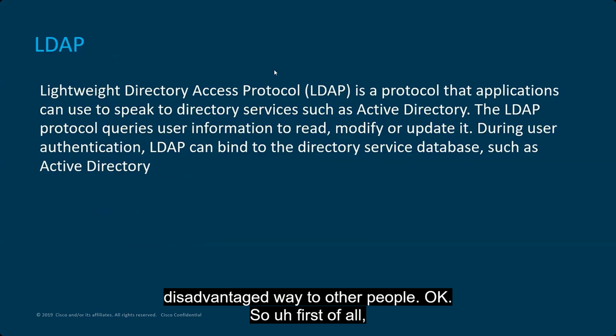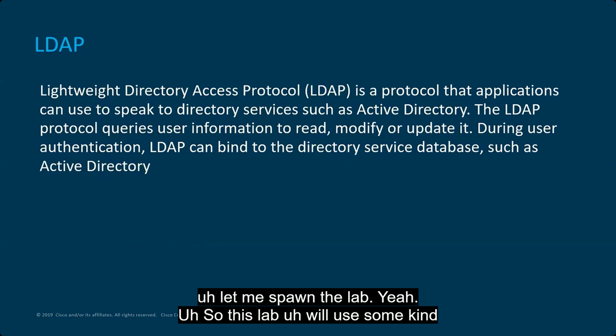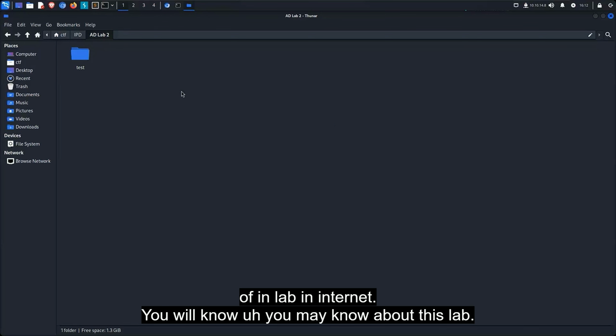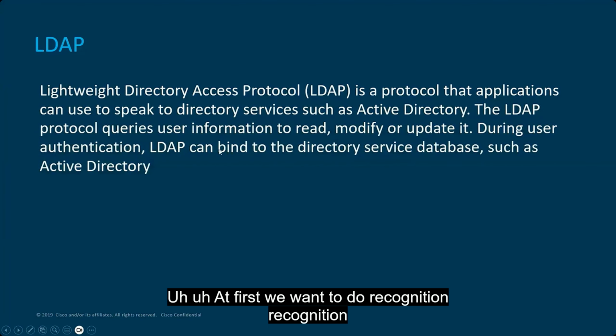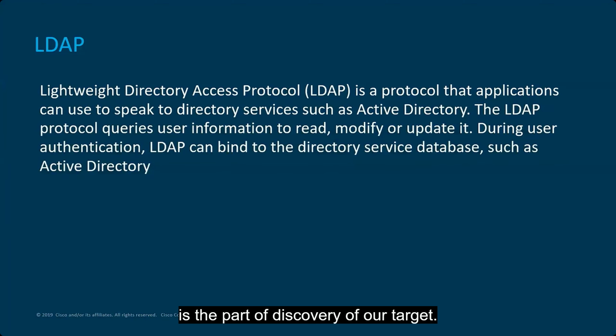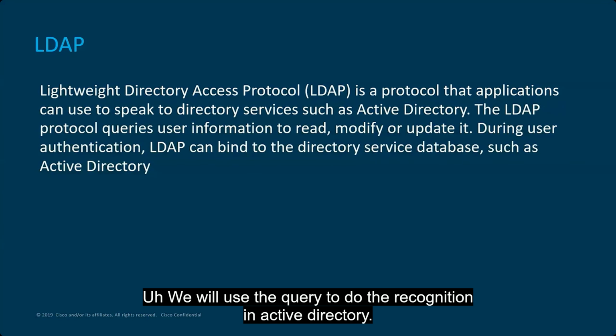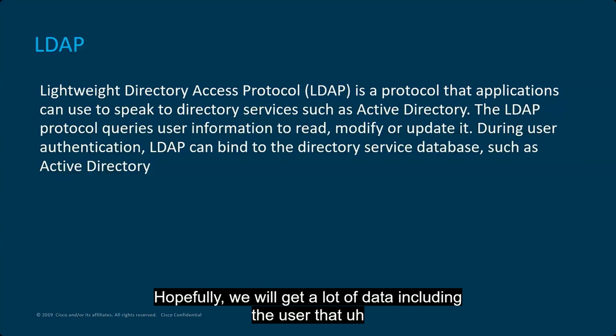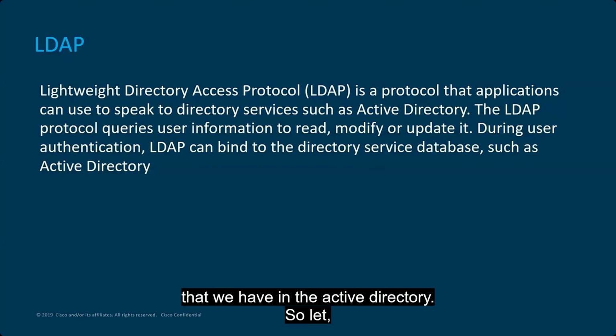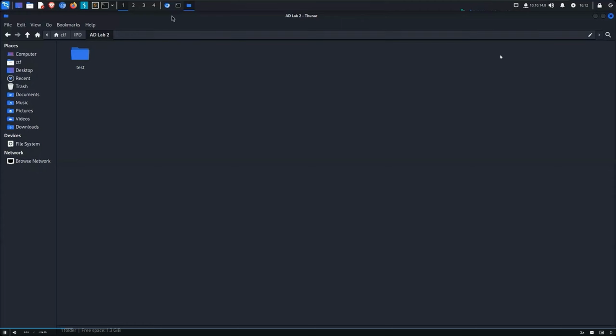Okay, so first of all, let me spawn the lab. This lab will use some kind of lab on the internet. You may know about this lab. At first, we want to do reconnaissance. Reconnaissance is the discovery part of our target. We will use LDAP queries to do the reconnaissance in Active Directory. Hopefully, we will get a lot of data, including the users that we have in the Active Directory. So let us try that.